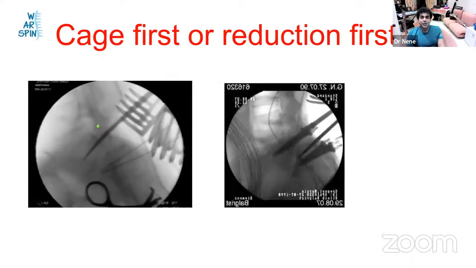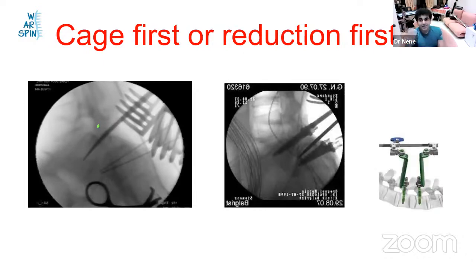Common sense will tell you that the cage will come in the way of reduction. So you want to reduce and then pass the cage, except in a situation where reduction is not happening, the cage will give you some distraction, and that distraction is tantamount to reduction. But personally, I feel that if you want to distract, you can use outriggers and distract and then put the cage. I don't like to put the cage and reduce on top of the cage, but there's a bunch of surgeons who obligatorily put the cage and then do the reduction maneuver. I don't know what's right, but what works for me is what I'm telling you.